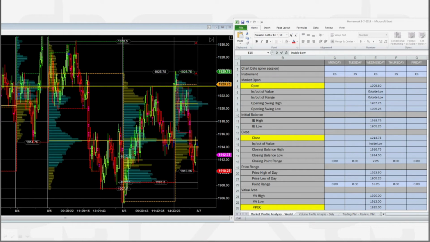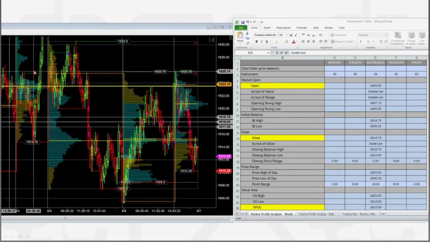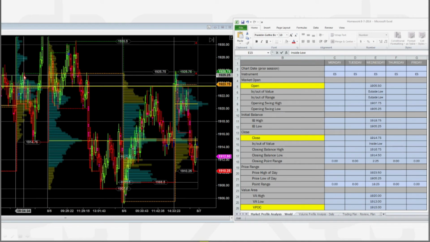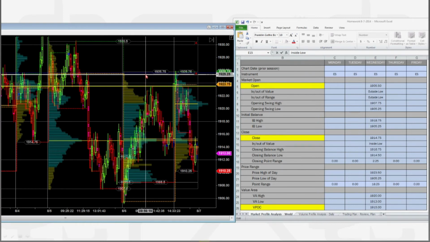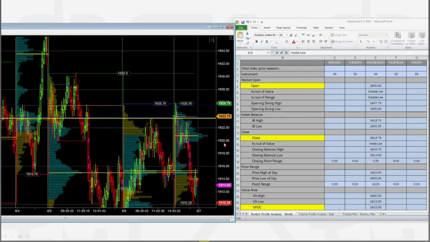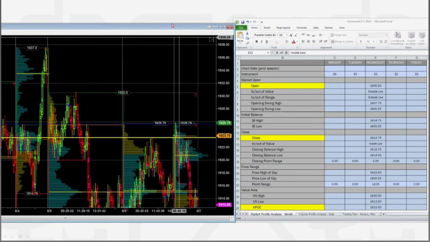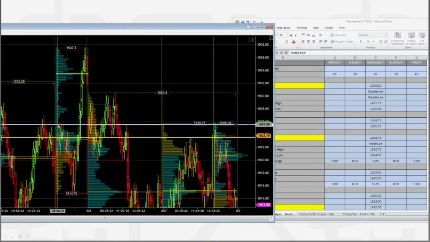All right, it looks like Monday, IB was 1920 to the downside, 1925.50 to the upside. Right there. So that blue line was the top of IB on this day. You can see the low volume area.